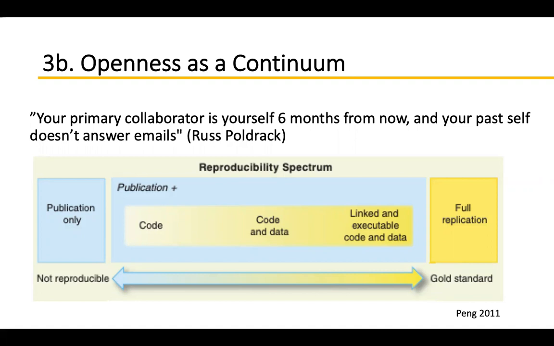I always like to think of openness as starting in a very pragmatic place. And this quote from Russ Poldrack, I think, is incredibly useful. So by starting to think about openness, think about yourself as a collaborator. And he says your primary collaborator is yourself 6 months from now, and your past self doesn't answer emails. So it's really useful to start thinking of openness just as a way of structuring your own research, trying to make sure that you're managing your data properly, documenting your data properly, getting your metadata in order, and start thinking of it as a personal benefit, and then start pushing your way out into being a little bit more open.